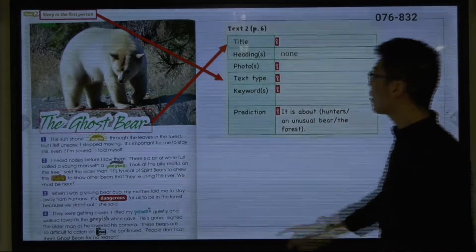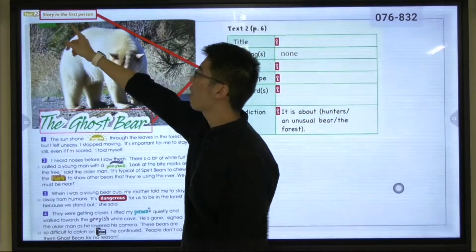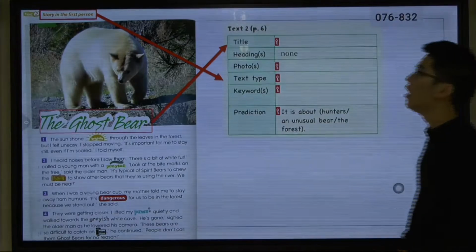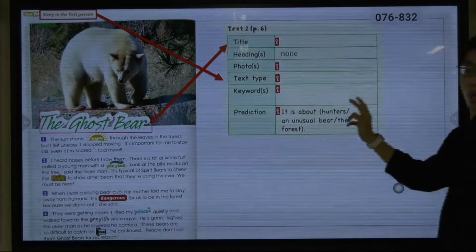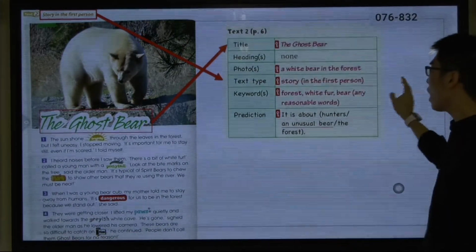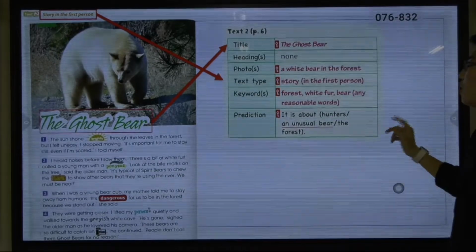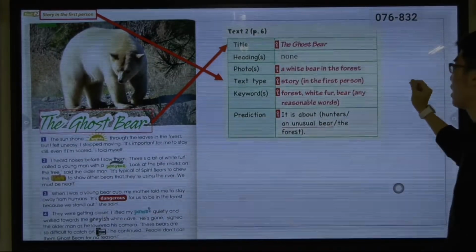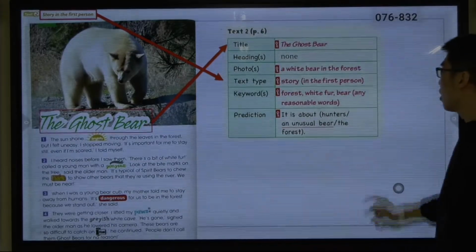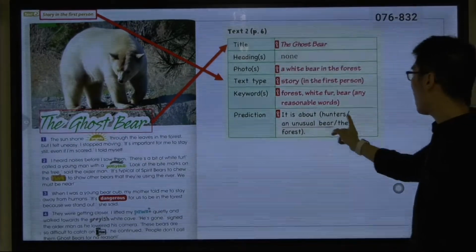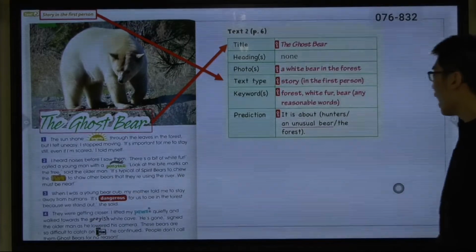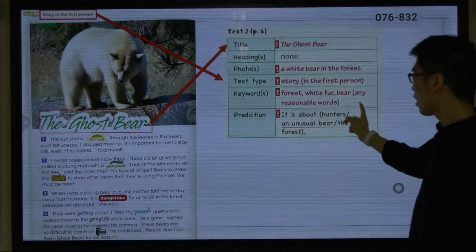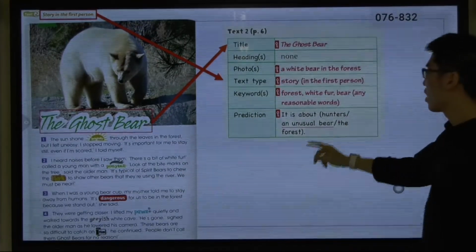Okay, so for text type, you can see right in the top left corner, story in the first paragraph, or you just simply write story right here, okay? So I will upload this PowerPoint later to the Google Classroom, so don't be afraid to copy the answer right now, okay? So for the prediction, it is related to what? An unusual bear, rather than talking about the hunter or just the forest, okay?